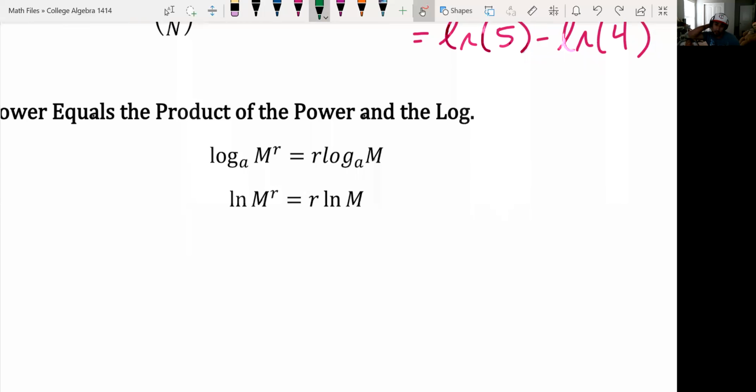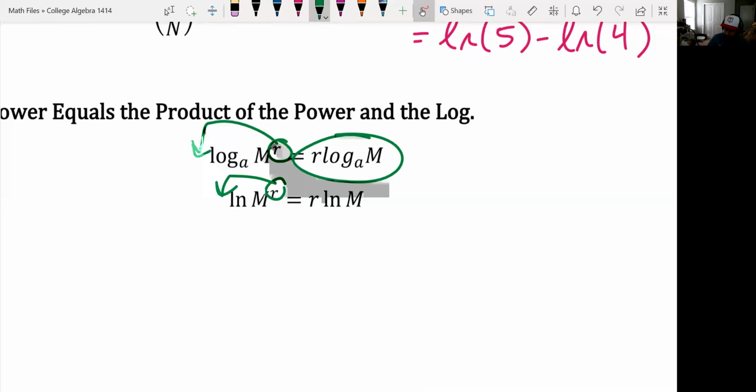And then next one is the power rule. Simplest rule for logs. Log base a of m to the r equals r times the log base a of m. This means that all you do is take this power and bring it to the front. And you get r times log base a of m. The same with natural logs. Natural log of m to the r, this r comes to the front and gives you r times the natural log of m.